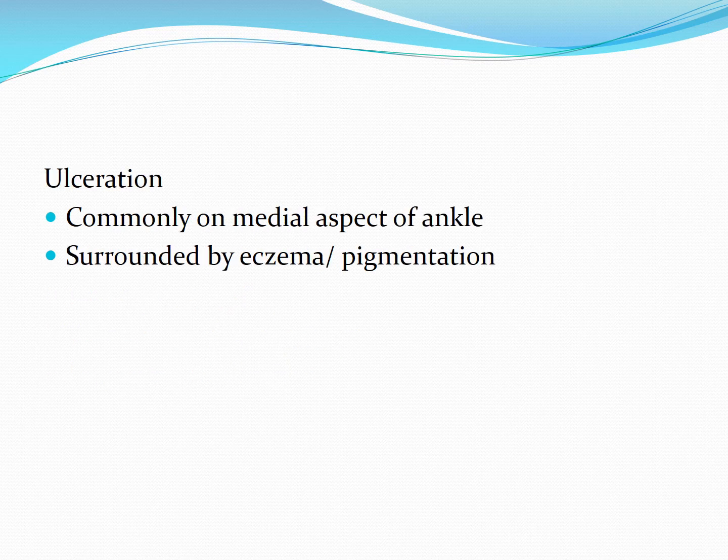Then they can get ulceration, but remember these symptoms don't occur in this sequence: swelling, pain, eczema, ulceration. They don't occur in that sequence. They can occur haphazardly. Anything can occur first. So ulceration commonly affects the medial aspect of the ankle, where maximum venous hypertension exerts. This is classically the medial aspect of the ankle, but it can occur around the ankle, even on the lateral aspect. Generally, this is surrounded by or sometimes preceded by eczema and pigmentation.